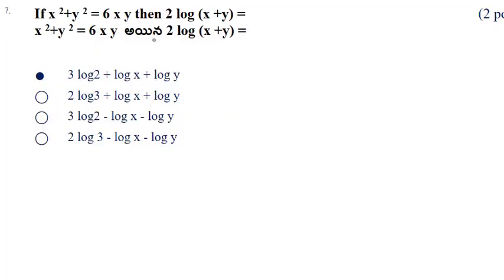Next problem. If x square plus y square equals to 6xy, now find 2 log x plus y.